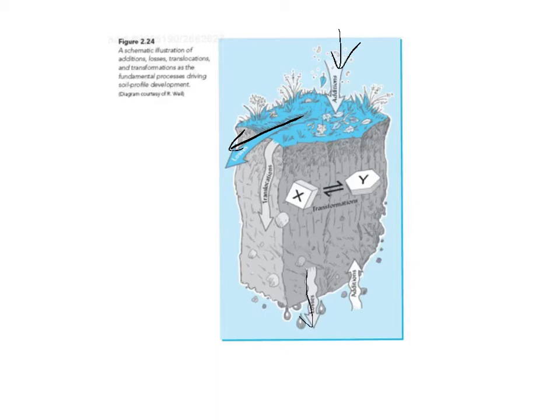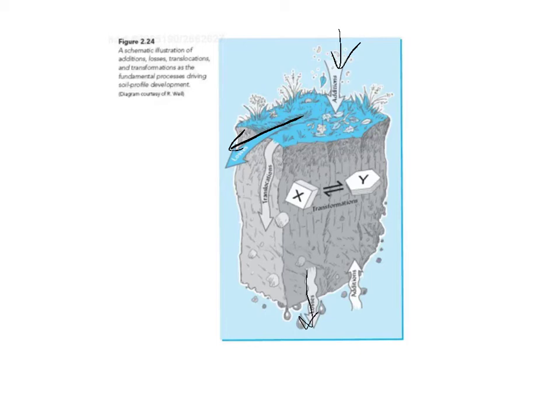And here's losses again down here. This is what we call leaching. So we're actually moving material, moving ions, sometimes clays, organic matters, carbonates, things like that. We're moving it off of the soil, away from the soil profile, down into often the groundwater.